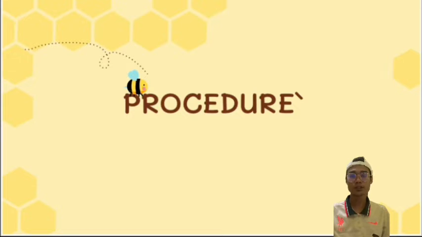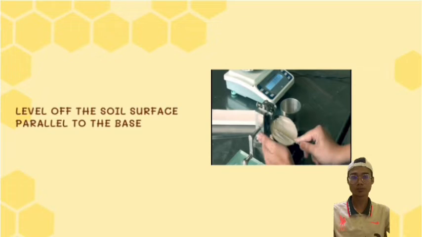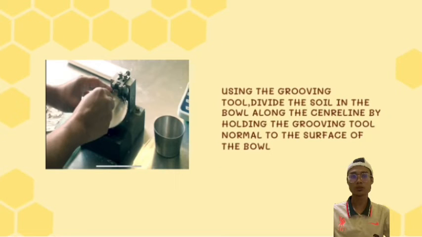Okay, next we go to the procedure of the Casagrande method. Okay, the first step, after thoroughly mixing the soil sample, fill the Casagrande bowl with the sample while the bowl rests on the base. And second step, level the soil surface parallel to the base. Next, using the grooving tool, divide the soil in the bowl along the central line by holding the grooving tool normal to the surface of the bowl.